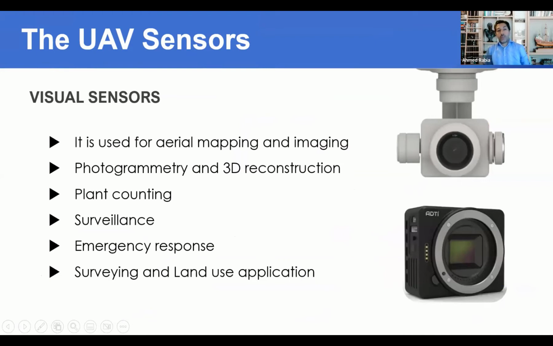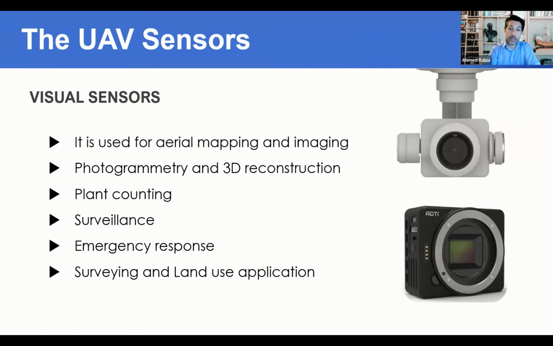So as I told you, the visual sensor is a normal camera with normal spectral bands, like the camera in your phone, for example. It's called an RGB camera, and we can use it to capture real images from the field. We can use it for mapping or for taking images for photography, for plant counting, for example. Emergency response and surveying. There are many applications using the RGB camera.